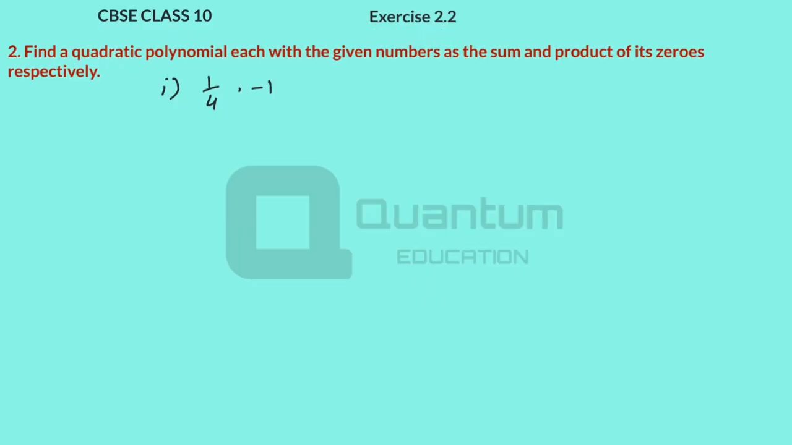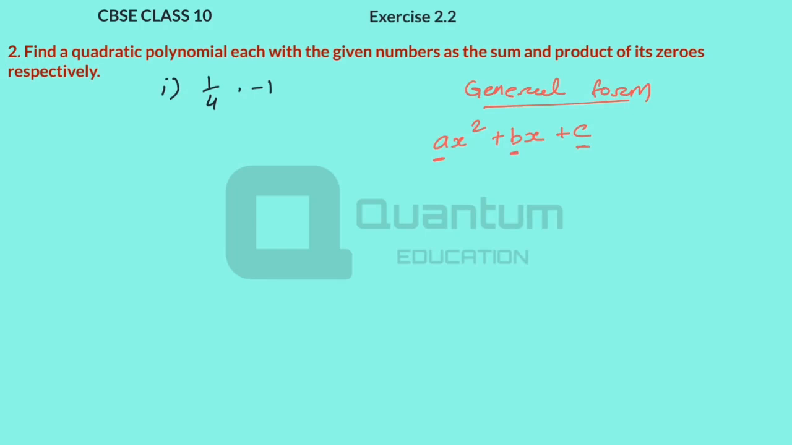Exercise 2.2, second question: find a quadratic polynomial each with the given numbers as the sum and product of its zeros respectively. We want to form a quadratic polynomial, and we have the sum of its zeros, that is 1 upon 4, and minus 1 as the product of its zeros. We know the general form of a quadratic polynomial is ax square plus bx plus c. For that we need the value of a, b and c.